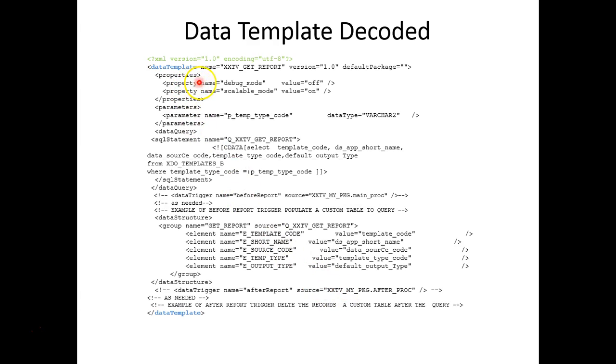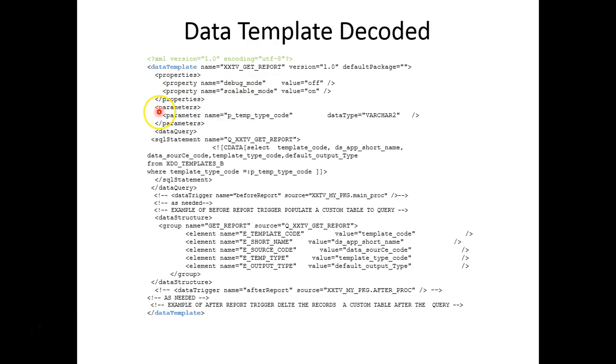So there are default properties that are available. You can have debug mode on or off, scalable mode on or off. Debug mode on will print the logs into the FND log. If you have the debug mode on, you can see the SQL statements that are executed. Scalability mode on would use the disk rather than the memory. It tries to optimize the performance of the report using this property.